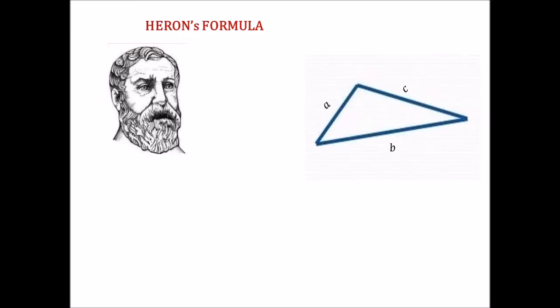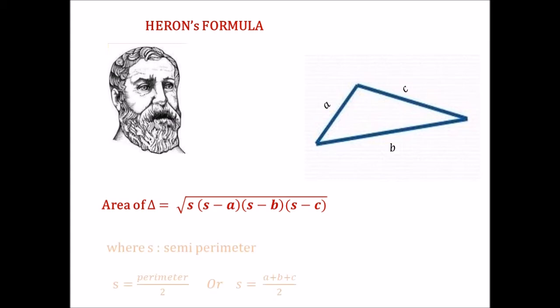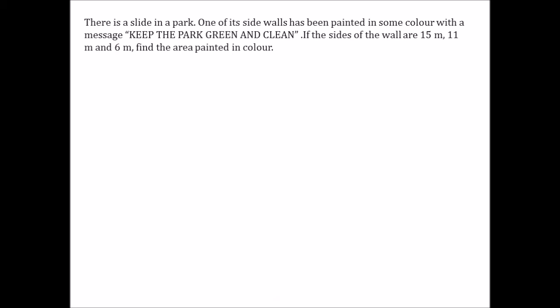Now on to Heron's formula. Heron's formula states that area of triangle is equal to under root s into s minus a into s minus b into s minus c, where s is the semi-perimeter, that is half of perimeter. Since perimeter of triangle is sum of all three sides, s equals perimeter by 2, or s equals a plus b plus c, sum of all three sides, divided by 2. The derivation of the formula will be done later and the link will be attached in the description. For now, let's apply the formula to find area of triangle.